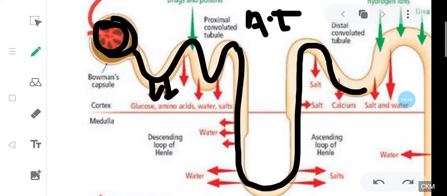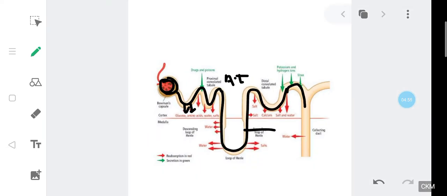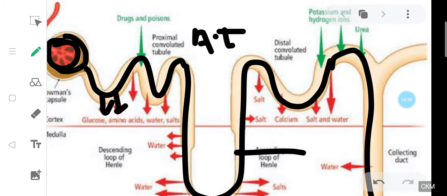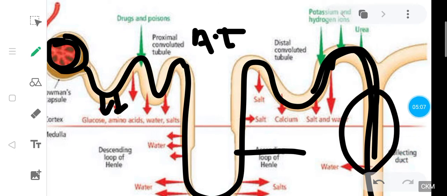In the distal convoluted tubule, again the water is going to reabsorb, and then it is going to transfer towards the collecting duct. From the distal convoluted tubule, it will transfer to the collecting duct, and whatever passes through the collecting duct will be the urine.